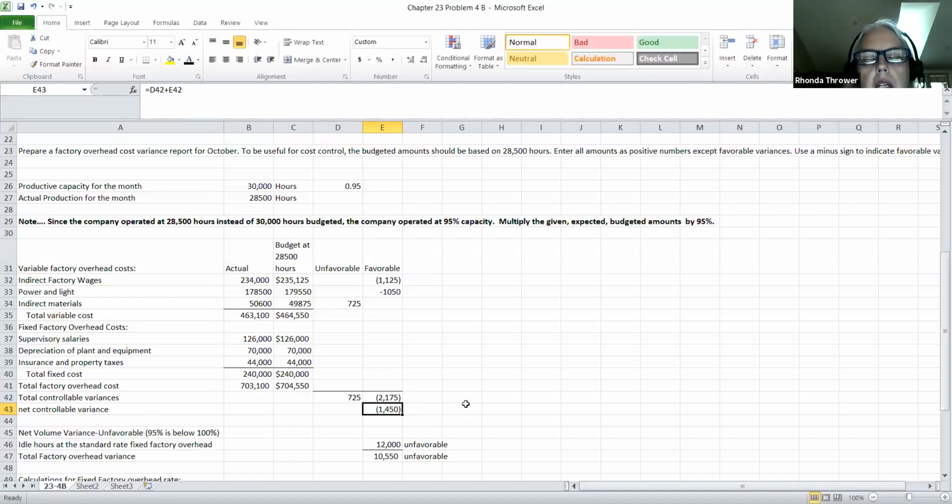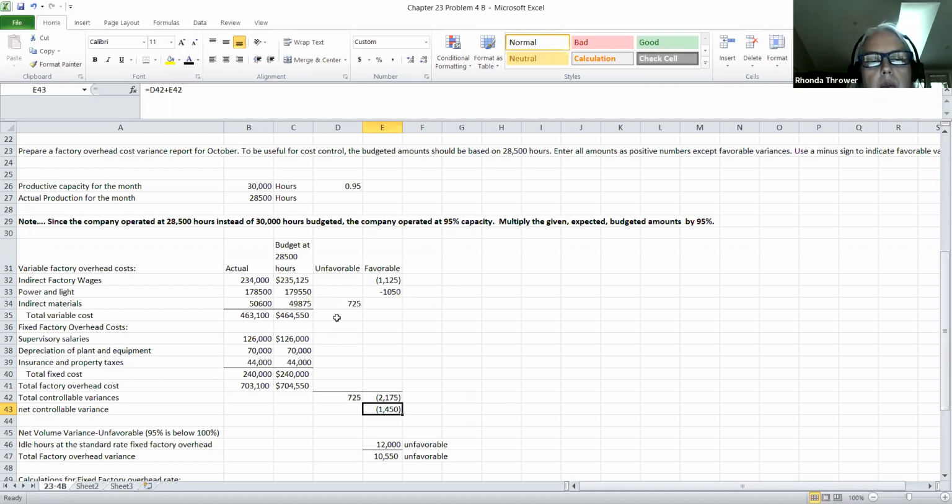So the only difference between this problem's controllable variance and the problem that we did for problem 23-3B is that they've broken the variable costs down into separate amounts. So we just broke them out.